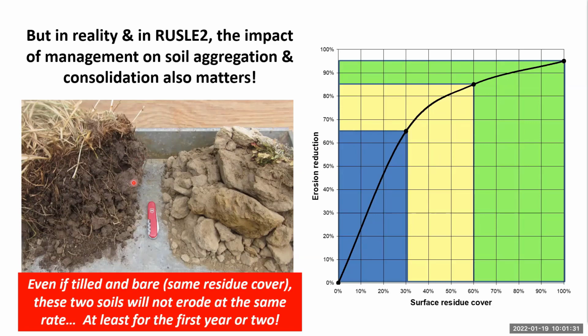But it's called a meadow effect, right? If you take soil out of sod, or a field out of sod, and you open it up, it is not going to erode as fast. And RUSLE2 has some science in it that attempts to address that. So RUSLE2 considers surface residue very strongly, but it also tries to account for what's happening in terms of the soil aggregation, soil consolidation, and some of those things.